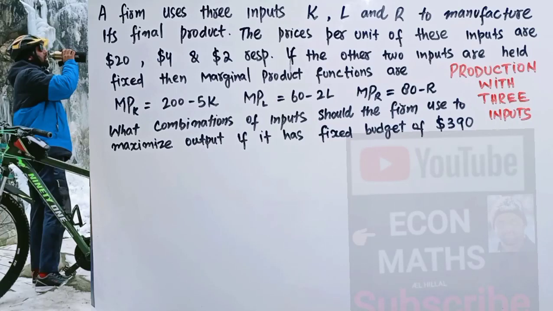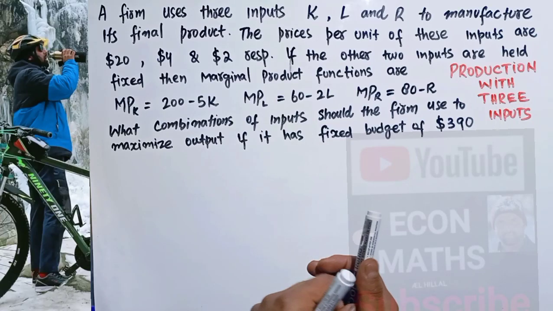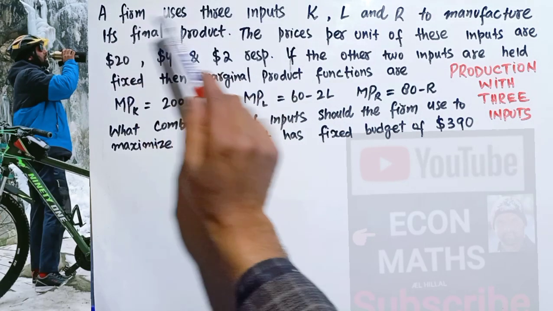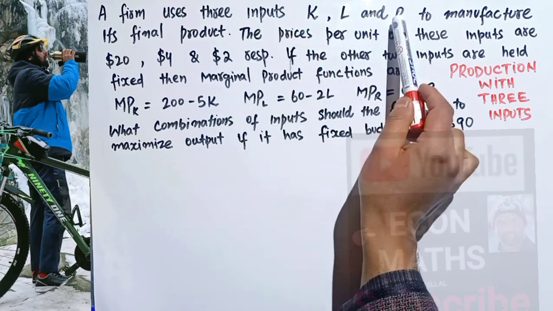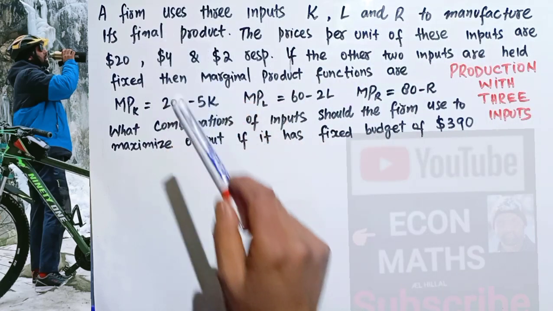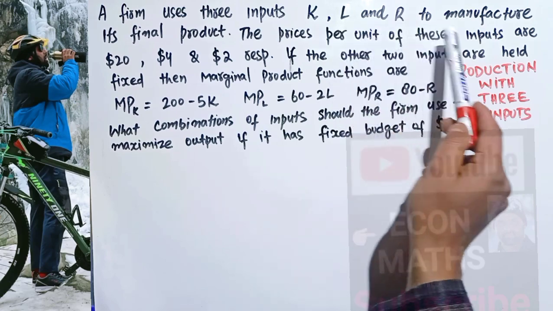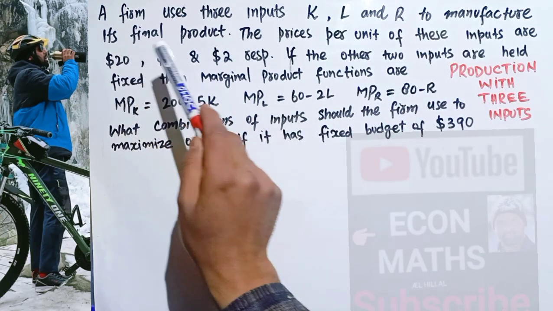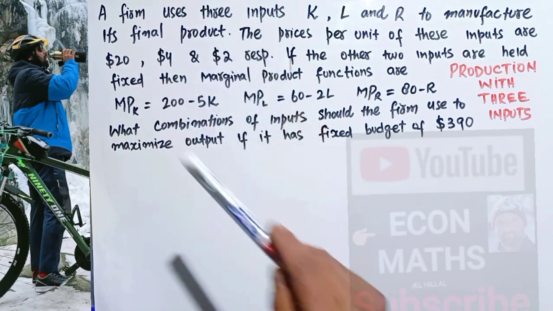In this video we will solve a problem on production with three inputs. The question is: a firm uses three inputs K, L, R to manufacture its final product. The prices per unit of these inputs are $20, $4 and $2 respectively.